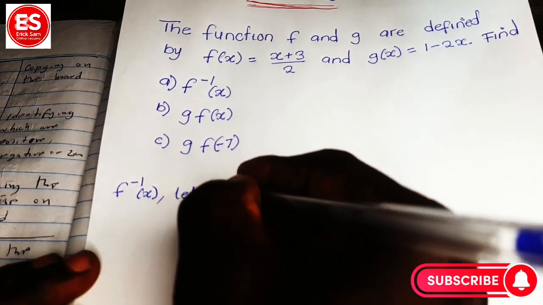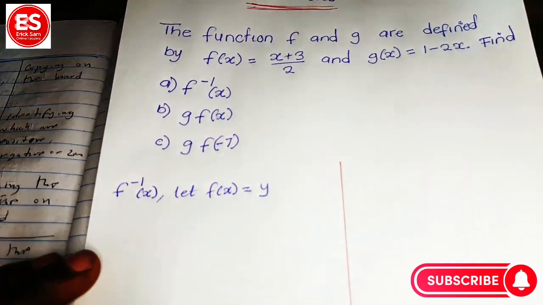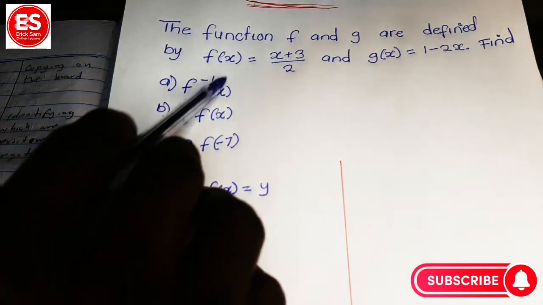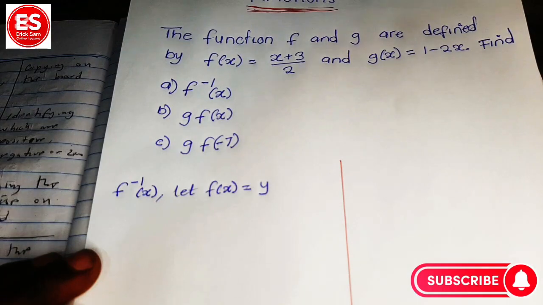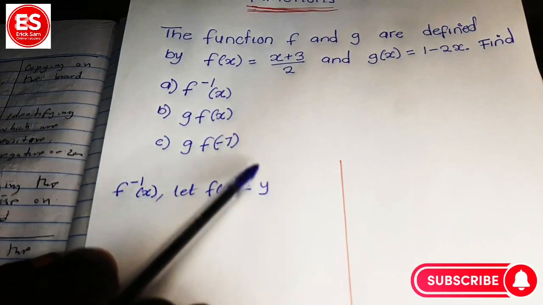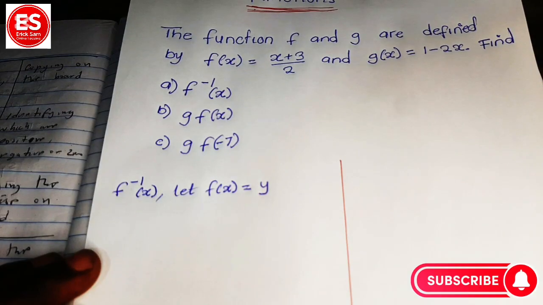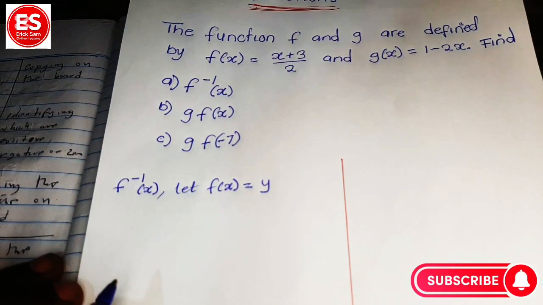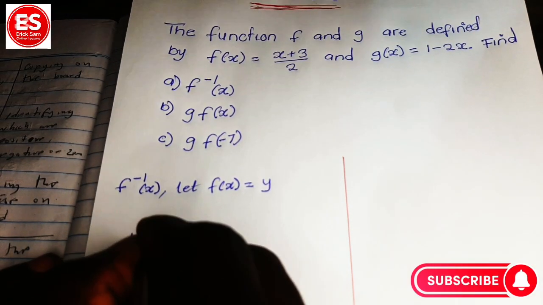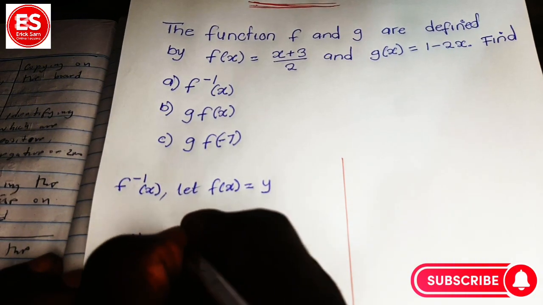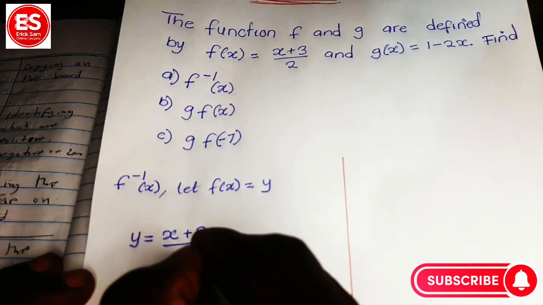f(x) equal to, let's say y. Where there's f(x), we want to put just a letter so that we can easily manipulate it. Remember, the moment we put the letter there, we are going to make x the subject of the formula. So that is our aim. Now let's substitute: where there is f(x), we say y = (x + 3)/2.